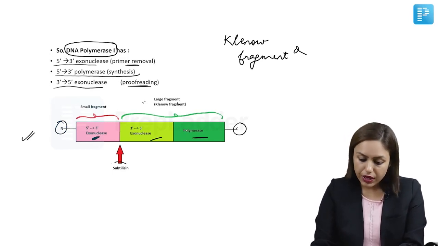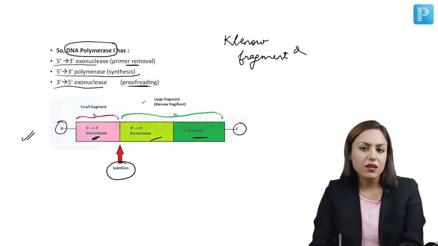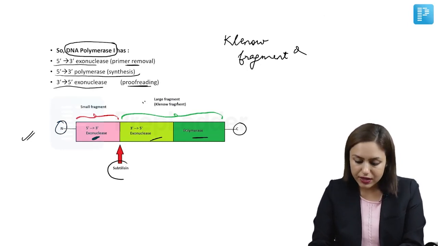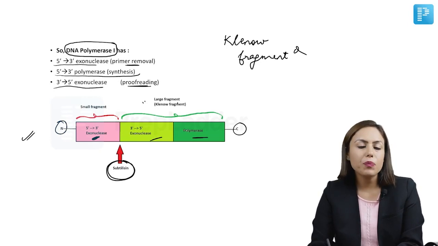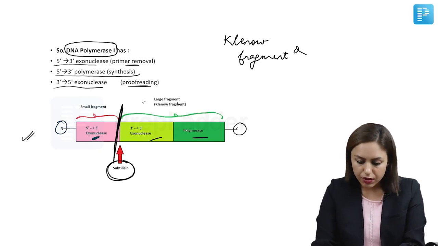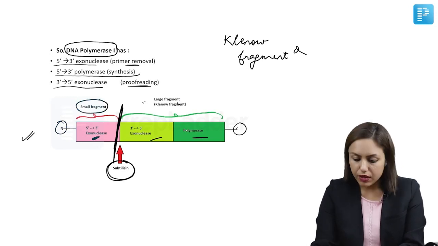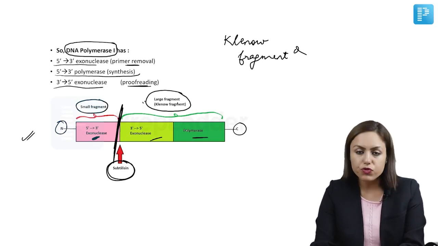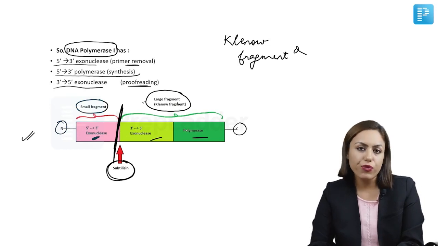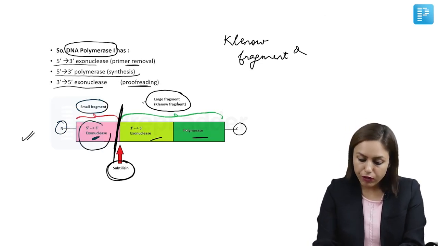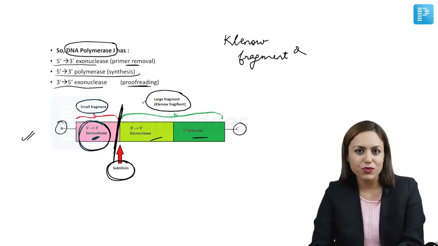Now with Bacillus subtilis, there is a toxin subtilisin which can cut here. So we get a smaller fragment on the left side and the larger fragment on the right side which we get is known as Klenow fragment. So you can say that Klenow fragment is formed from DNA polymerase by removal of 5 to 3 exonuclease activity, right?